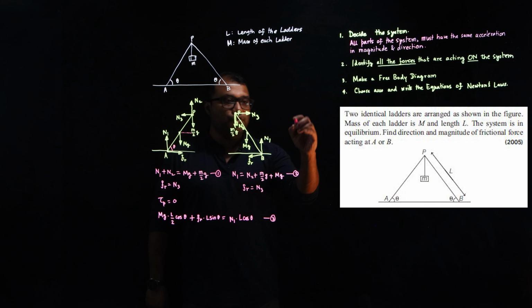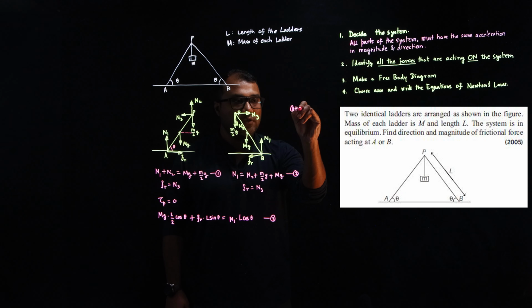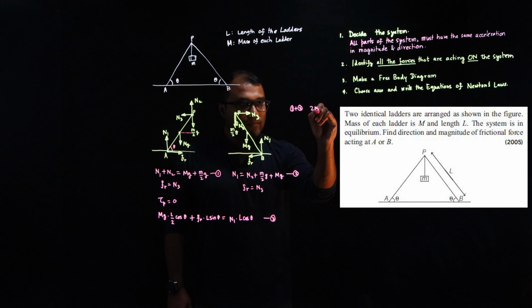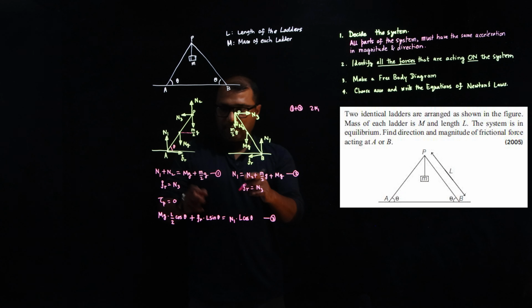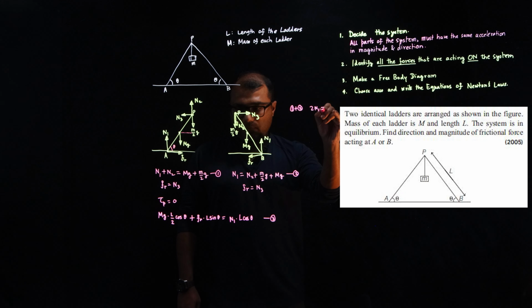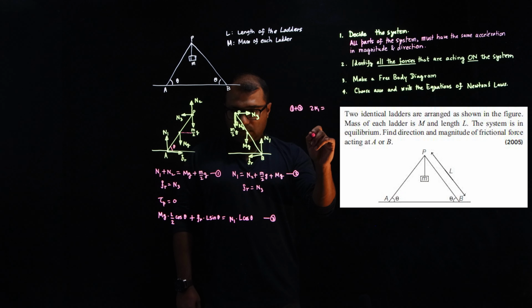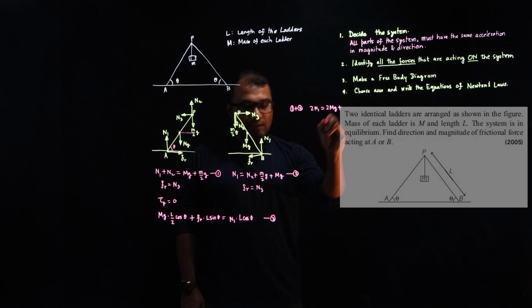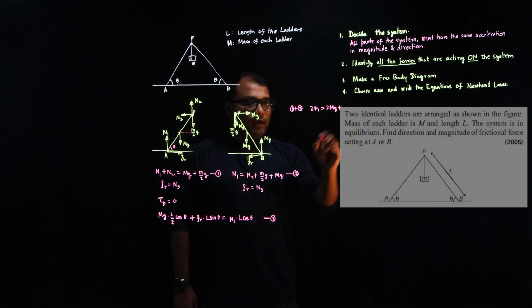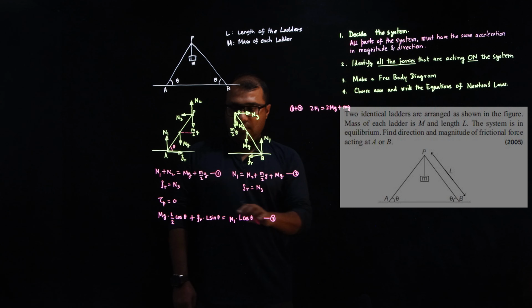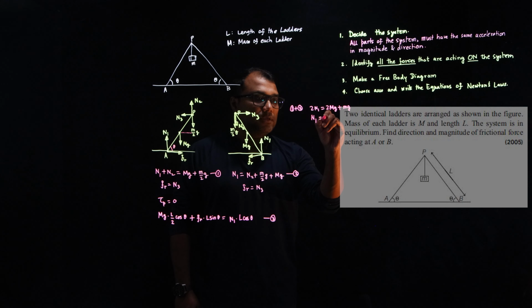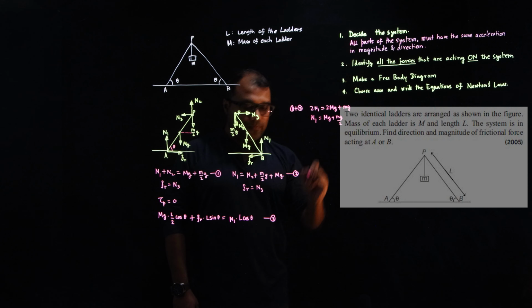If I do 1 plus 2, N2 gets cancelled out. It becomes 2 mg plus mg, half mg and half mg. So N1 we found is mg plus mg by 2.